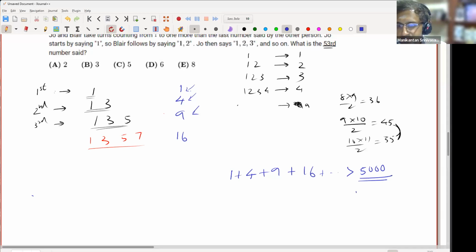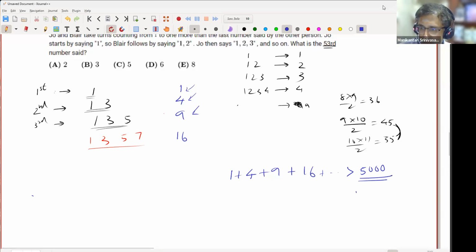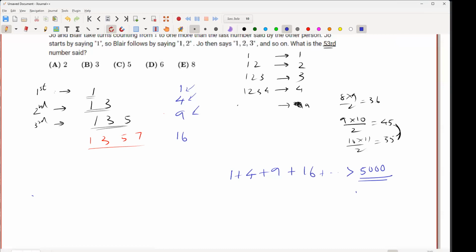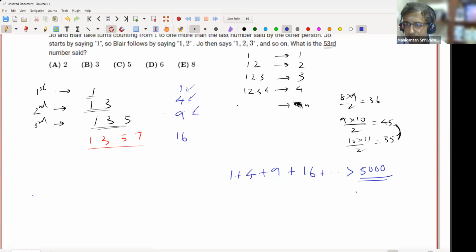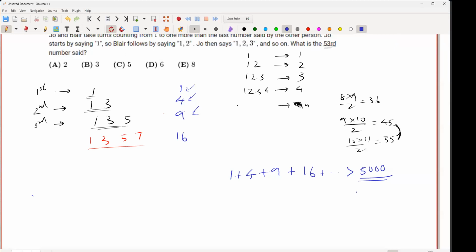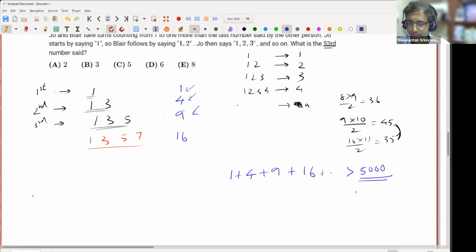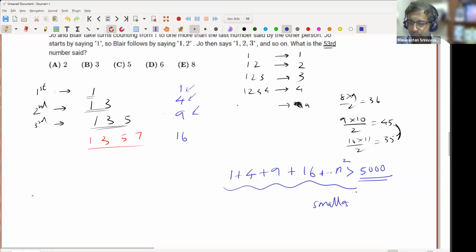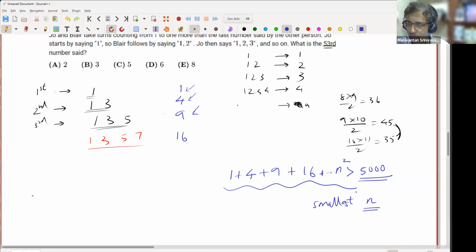Is the question clear? So I don't understand what cumulative sum is. So the sum on the first day is 1. The sum on the second day is 4. The cumulative sum till the end of the second day is 1 plus 4. Oh, okay. So the cumulative sum at the end of the third day is 1 plus 4 plus 9. In other words, so on till n square, should exceed 5000. Find the smallest n. Yeah, is the question clear to everyone?